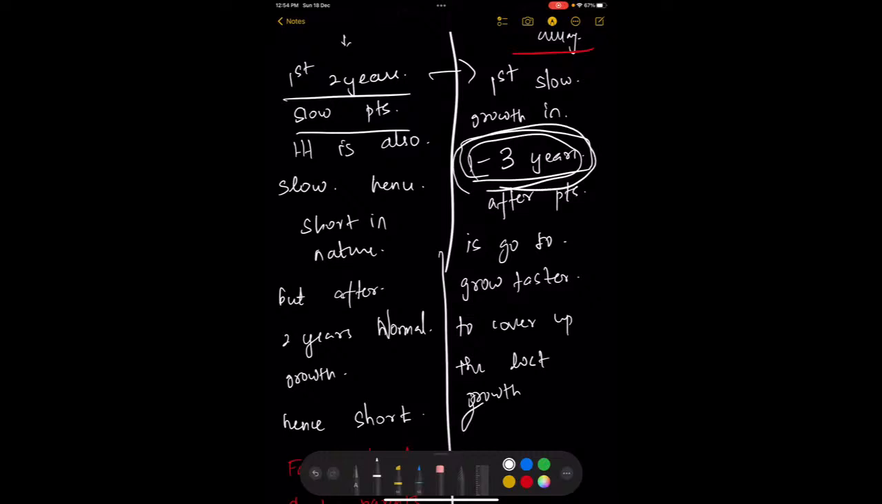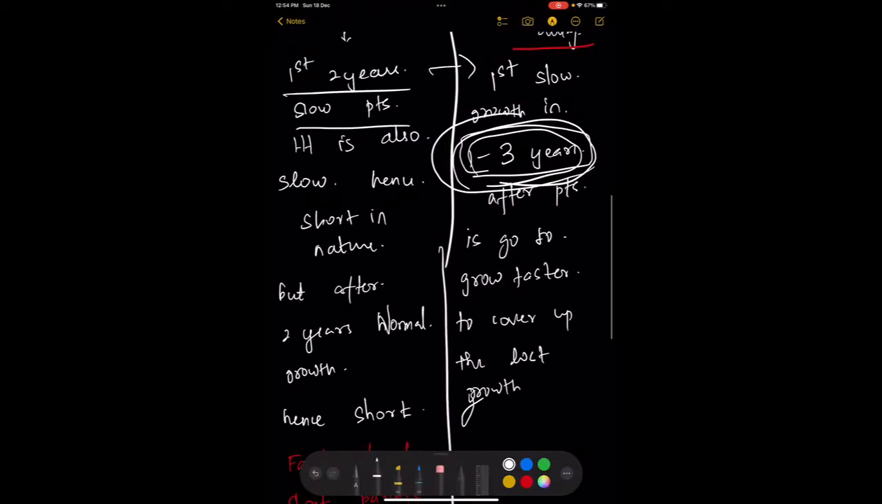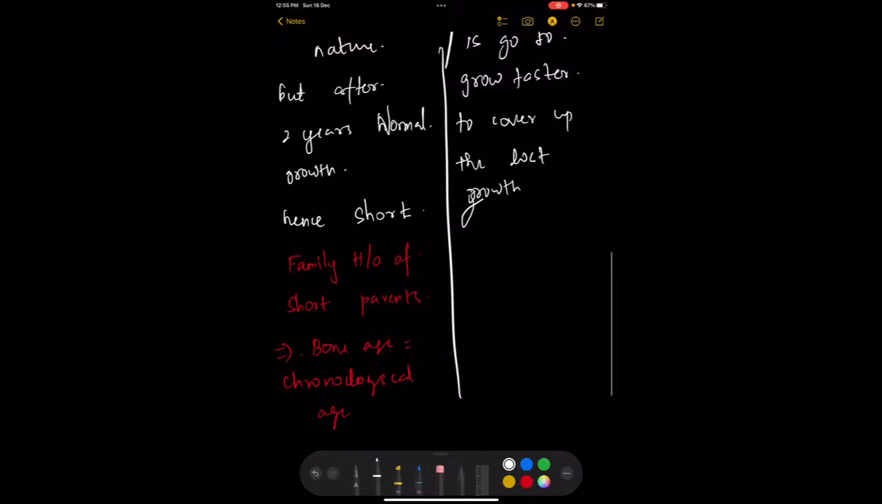You all know that in the first 1 to 2 years we grow more, and then during the adolescence period we grow more. In this patient, there is no growth in the 1 to 3 years, but he is going to cover up the growth he lost during the adolescence period. Here you can see the important history: family history of delayed puberty is noted.